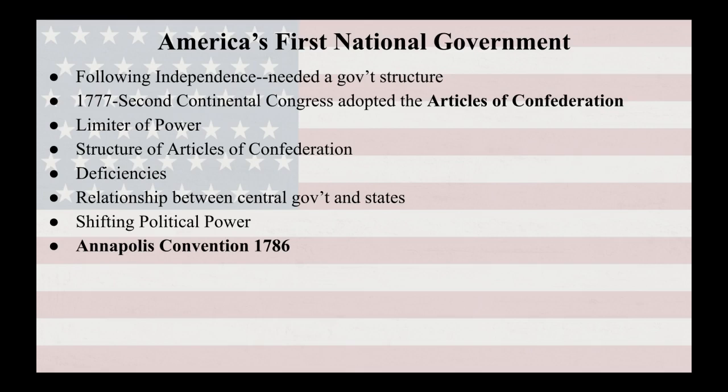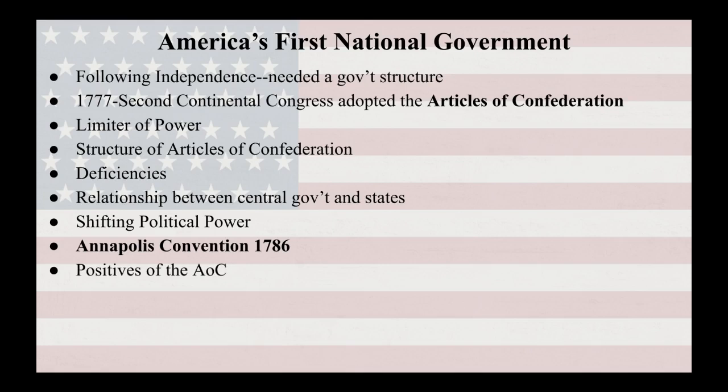And so at the Annapolis Convention, the delegates will send out a resolution calling for commissioners to meet in Philadelphia, giving the impression that they would discuss improving the Articles of Confederation. Now, when they meet in Philadelphia, obviously they're going to realize that they cannot really fix the Articles of Confederation, so a new document will be born out of that convention.